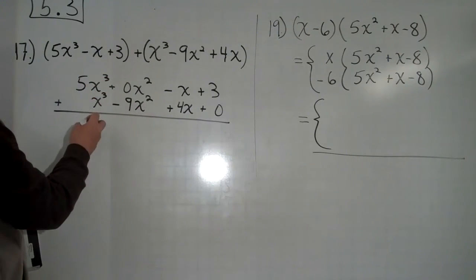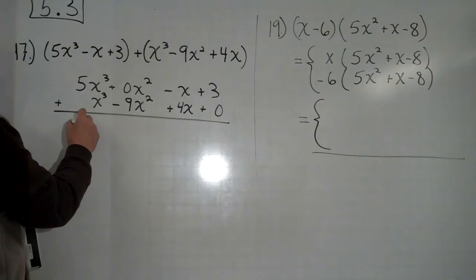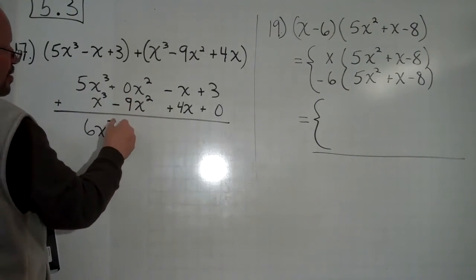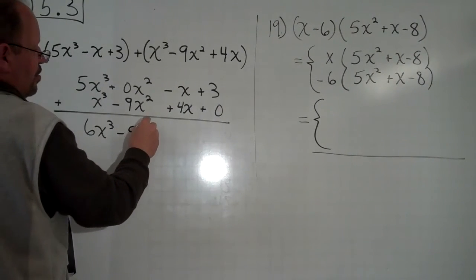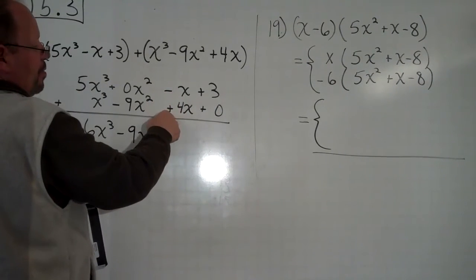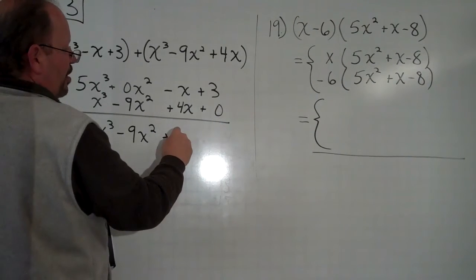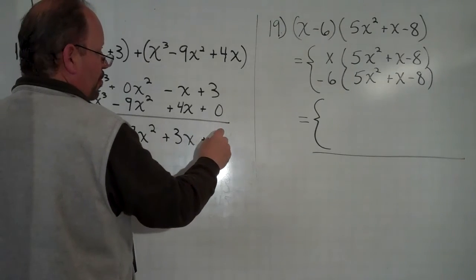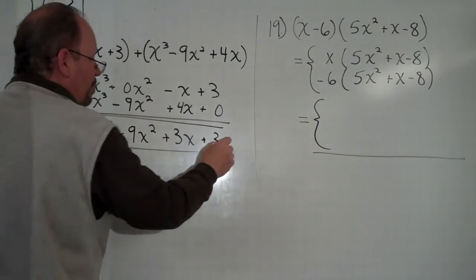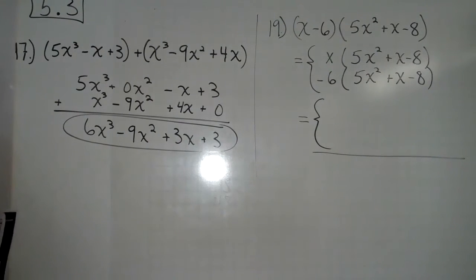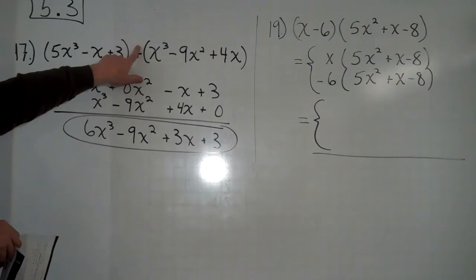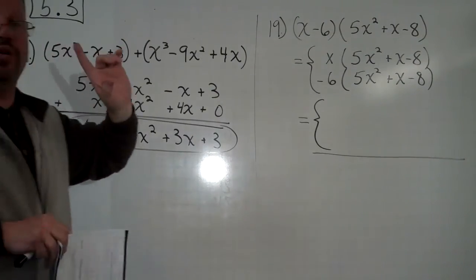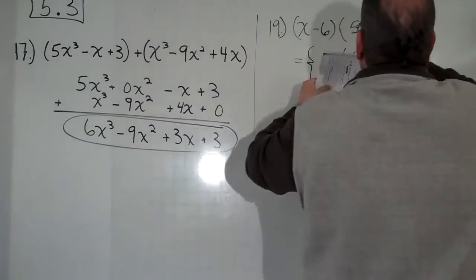I add my x cubed column. I have 5x cubed plus x cubed is 6x cubed. 0x squared minus 9x squared is minus 9x squared. Negative x plus 4x is plus 3x. 3 plus 0 is 3. Simple. Subtraction, we would do the exact same thing. I'm going to come back and do this problem as a subtraction, but first, let's do this multiplication.